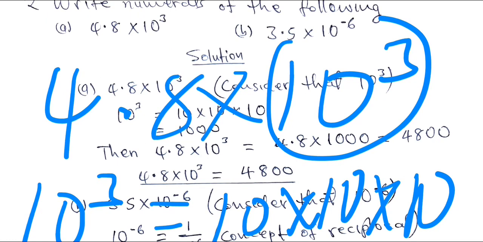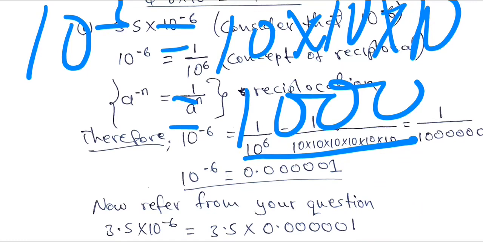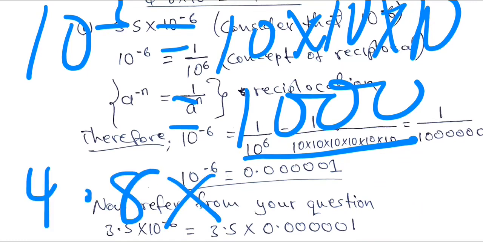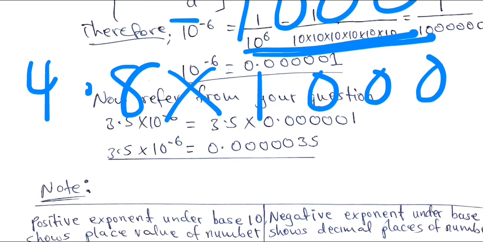The question says that it is 4.8 times 10 exponent 3, but 10 exponent 3 is equal to 1000. So now your solution will be like this: 4.8 times 10 exponent 3, but 10 exponent 3 equals 1000, so times 1000. Multiplying this will be equal to this one.